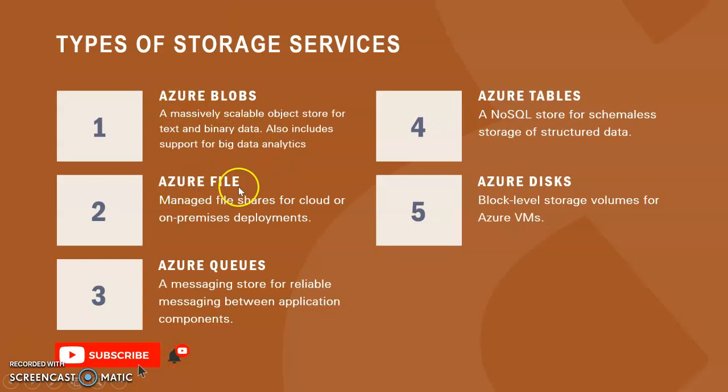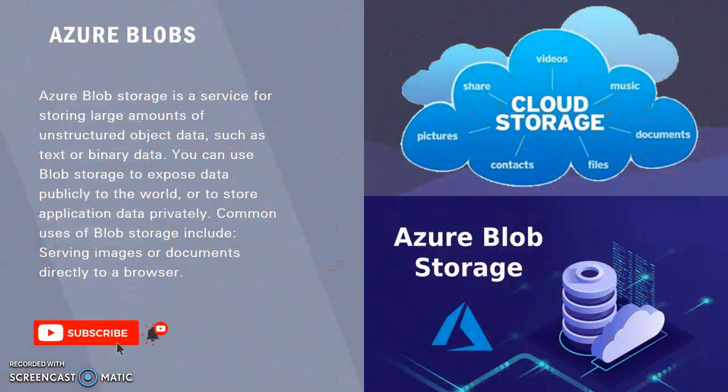So what is Azure Files? It's a managed file share for cloud and on-premise deployment. What is Azure Queues? A messaging service or store for reliable messaging between application components. We are going to see them one by one in our future sessions. What is Azure Tables? A NoSQL store for schema-less storage of structured data. And what is Azure Disks? Block level storage volumes for Azure Virtual Machines or VMs. So today we are going to see Azure Blobs.